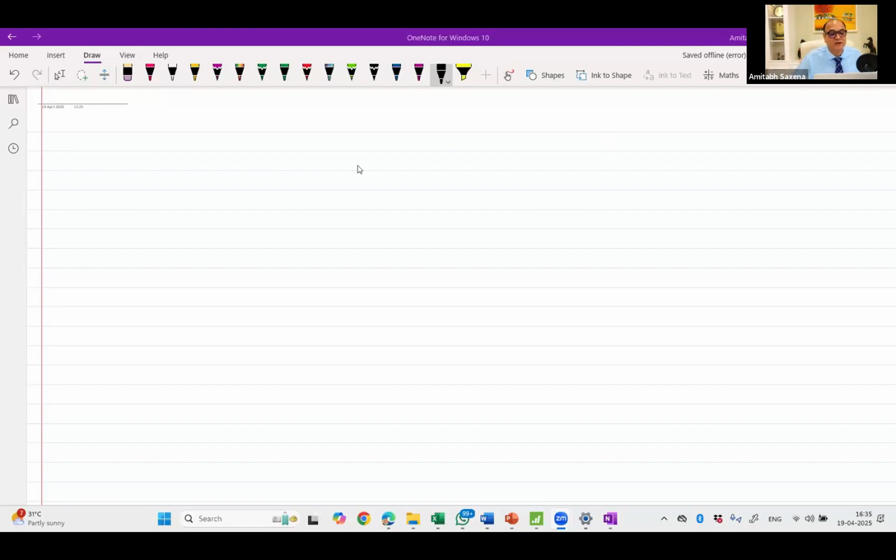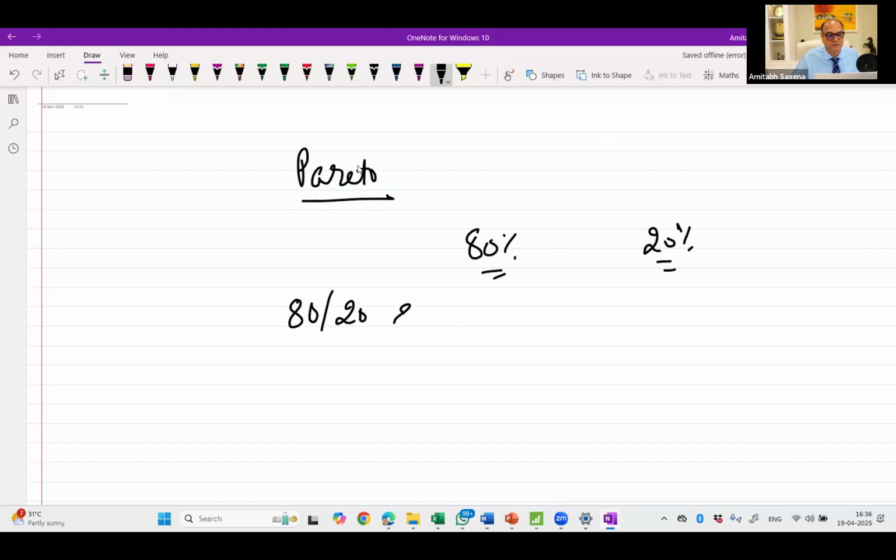So what is a Pareto? Pareto principle. Pareto, Italian. There was an Italian economist by the name of Vilfredo Pareto who found that 80% of the money or wealth or the land in Italy was with 20% of the people. He called this the 80-20 rule or principle. Then he also found that 80% of the production of the crops in Italy could be attributed to 20% of the total costs.